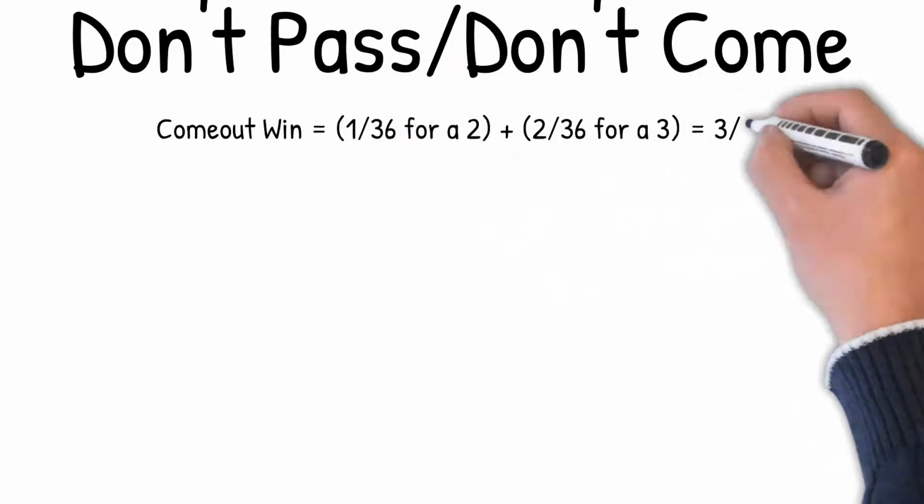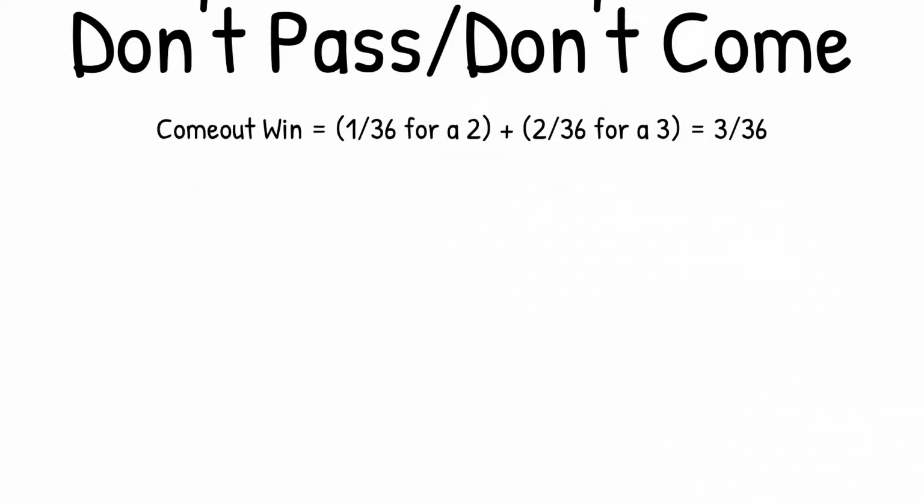Don't pass, don't come. Come out win equals 1 out of 36 chances for a 2 plus 2 out of 36 chances for a 3 equals 3 out of 36 chances for a come out win.